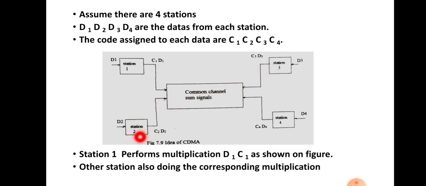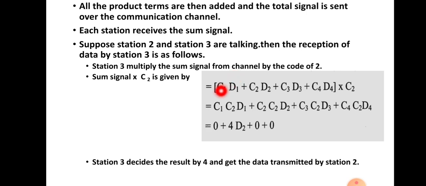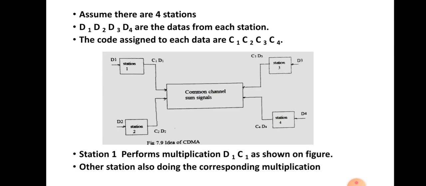At station 2 we get C2 D2, and at the channel the signal will be summed with all the other stations' signals. So what we get in the channel is C1 D1 plus C2 D2 plus C3 D3 plus C4 D4, and that will be present in the channel.